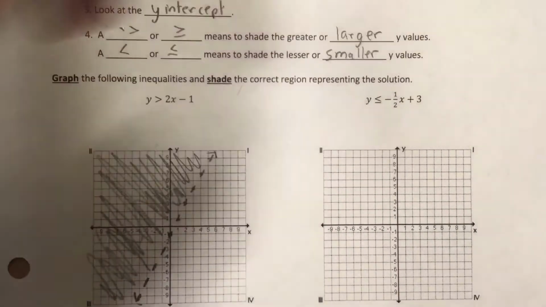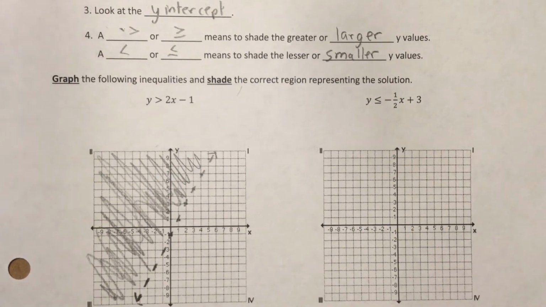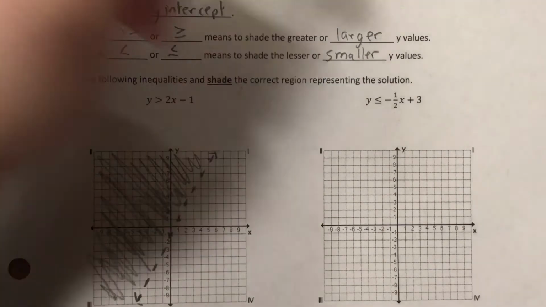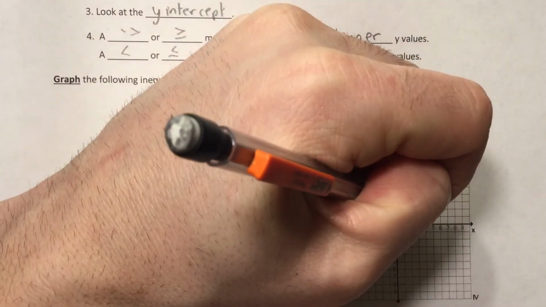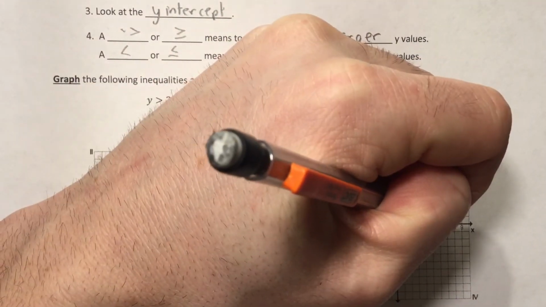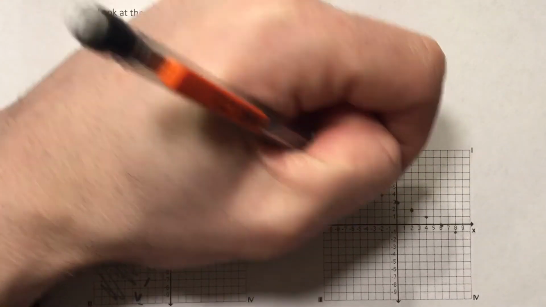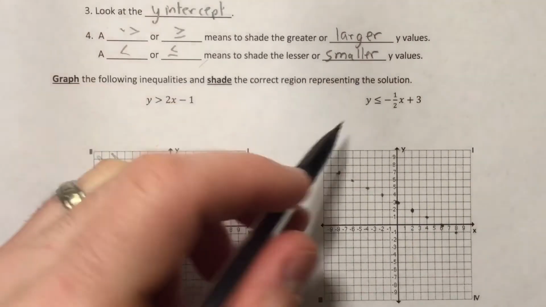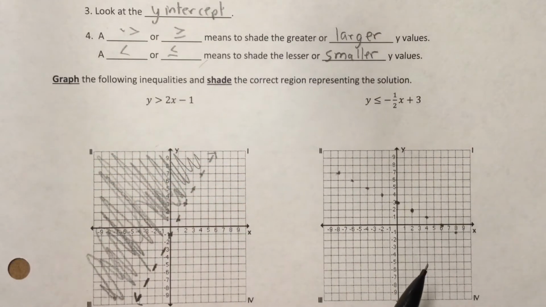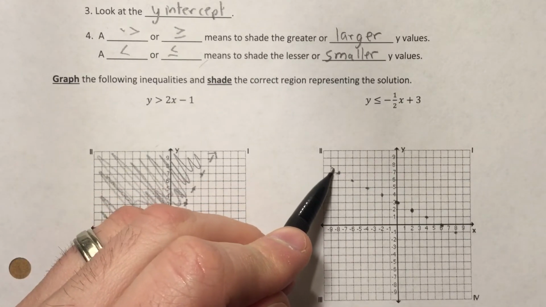For this one, the y is by itself already, so we're kind of done. So step one, we don't have to do that. Just remember, if it's in standard form, you would have to get the y by itself. So we're starting at 3, and then I'm going down 1 and over 2. And up 1 and left 2. And this has more sign, so more line, meaning I have to connect them, or if you have a line underneath, it is a solid line.